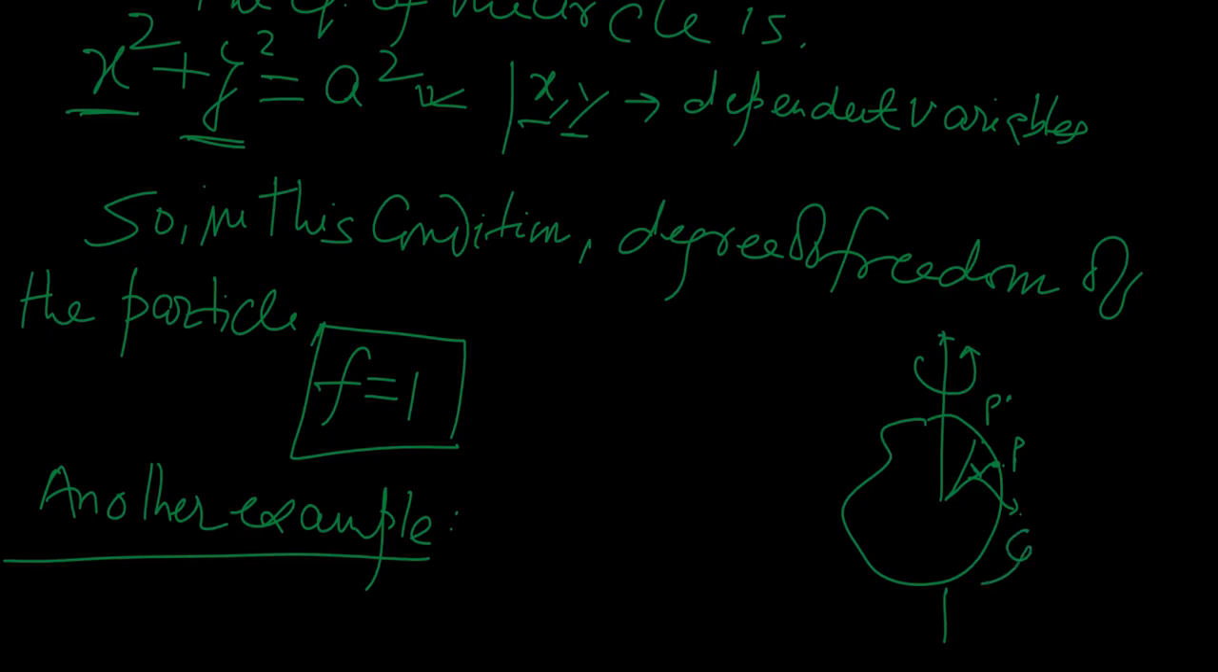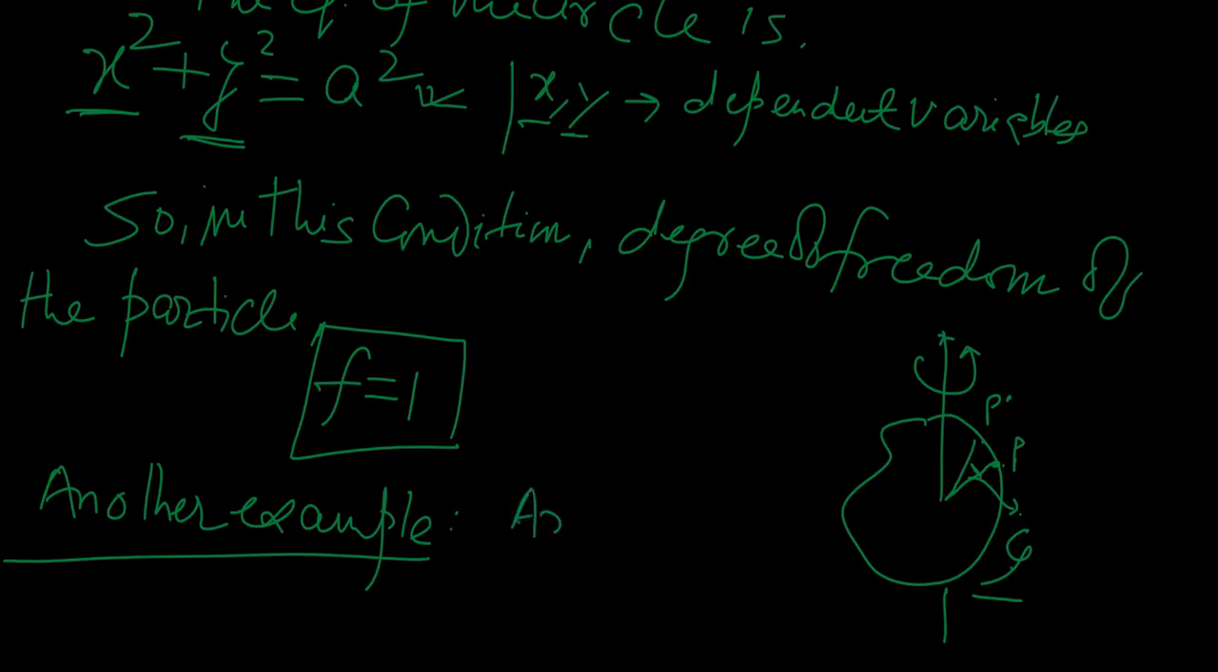To describe the motion of this rigid body, we need only this angle of rotation, and as only one independent variable, which is phi, is needed to describe the motion of this rigid body, we can say that the degree of freedom of a rigid body rotating about a fixed axis in space is 1.